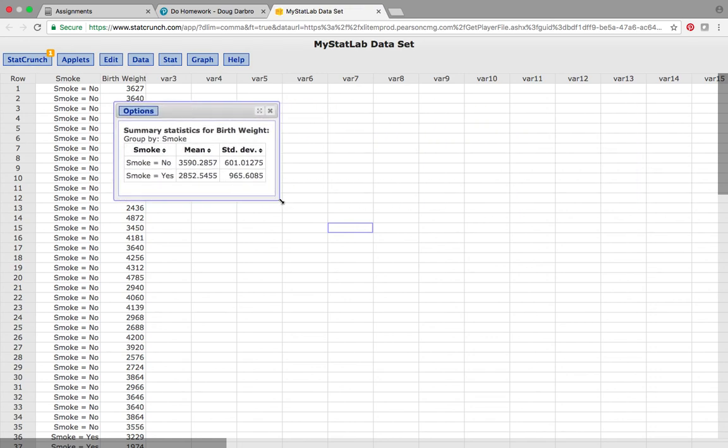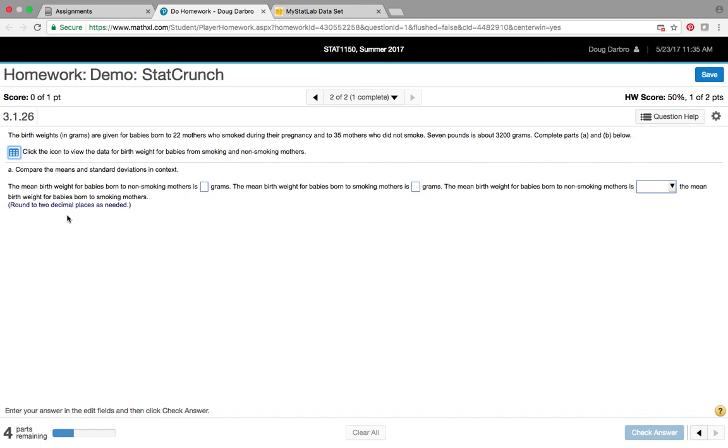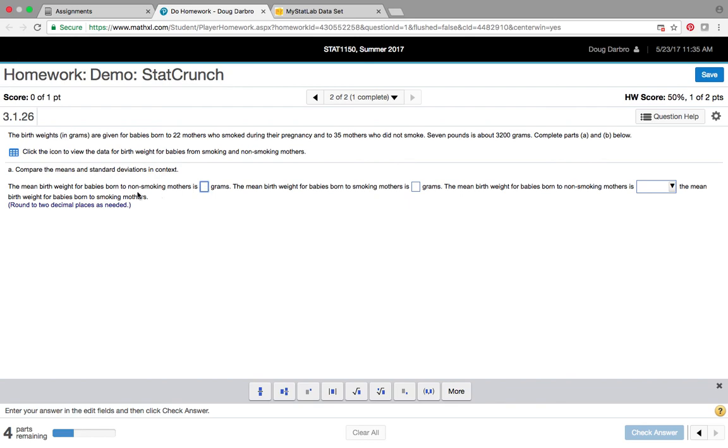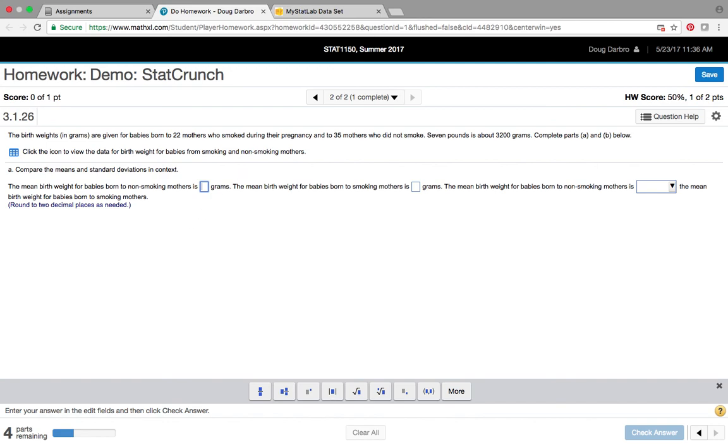So guys, for the mothers who smoked, the birth weight was quite a bit lower, and there was a lot more variation. So I'm going to go back to my question, and it says round to 2 decimal places. So the birth weight for non-smokers is 3590.29.